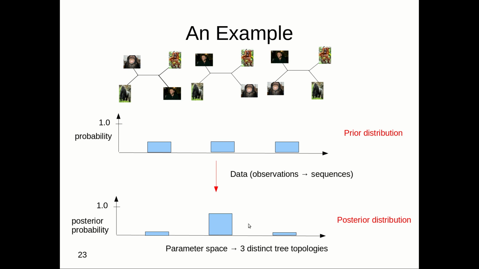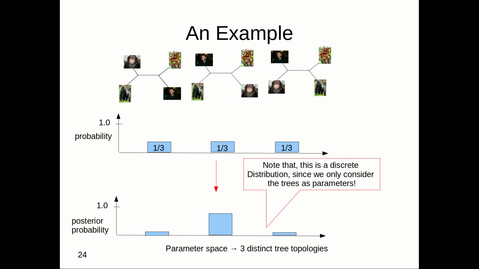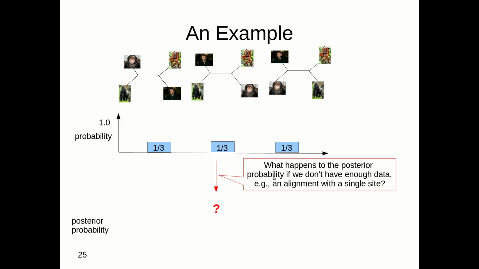Okay, and in this case we're dealing with discrete parameters, so our parameter space just contains the 3 distinct tree topologies. Evidently here it would also be very straightforward to compute the marginal probability. Okay, so this is what I basically just said here.